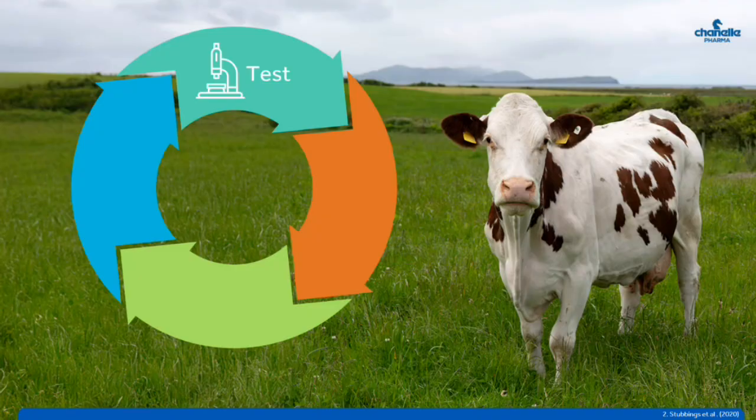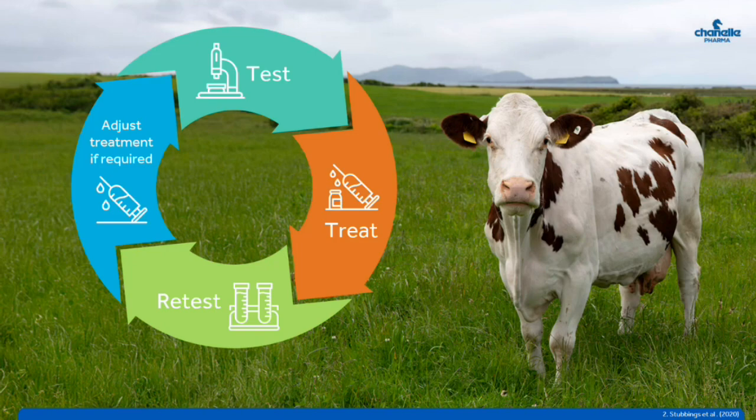Start by testing to see what issues you're actually dealing with, what type of parasites are involved. Then treat with an appropriate anthelmintic. After treatment and after the specified period of time, retesting should be undertaken. This checks for the efficacy of the treatment given and also helps to identify any resistance issues. If there are problems with efficacy, then treatment may need to be adjusted and another active given, and then the cycle begins again.